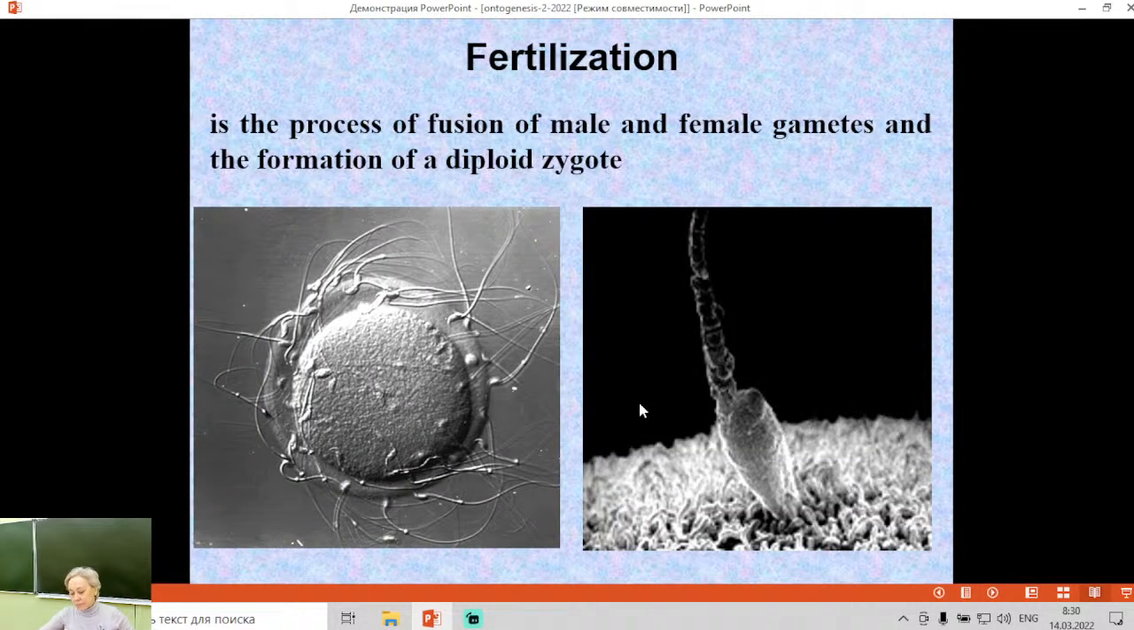Next process, fertilization. Fertilization is the process of fusion of male and female gametes and the formation of a diploid zygote.